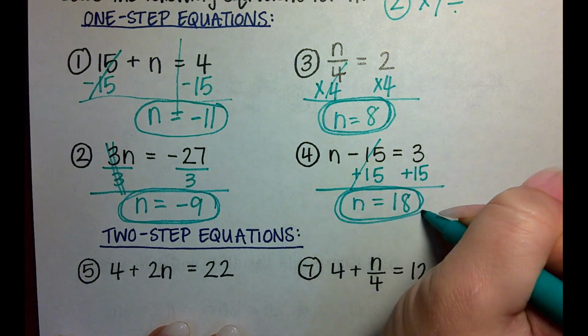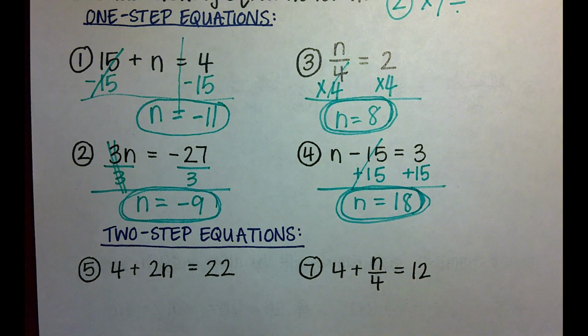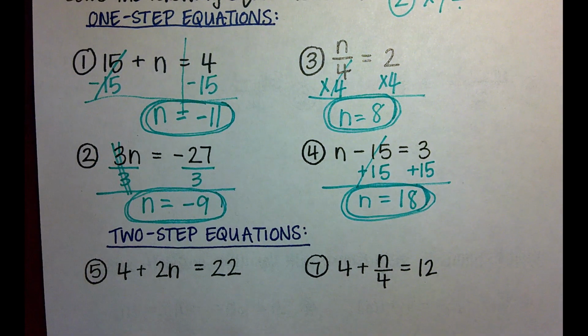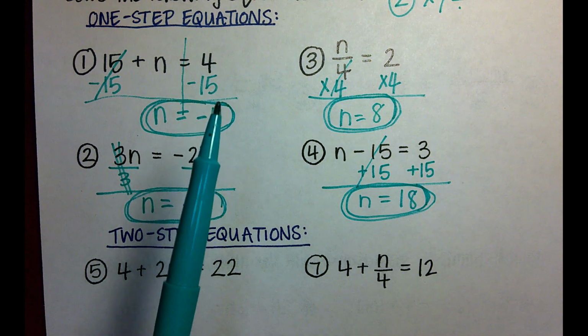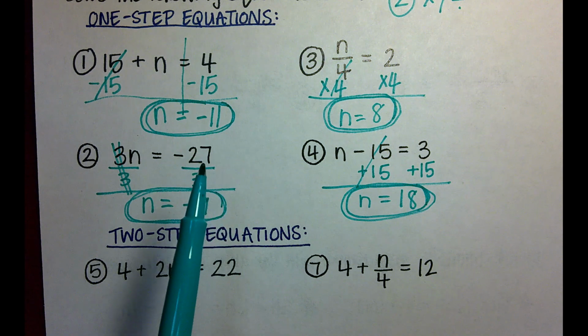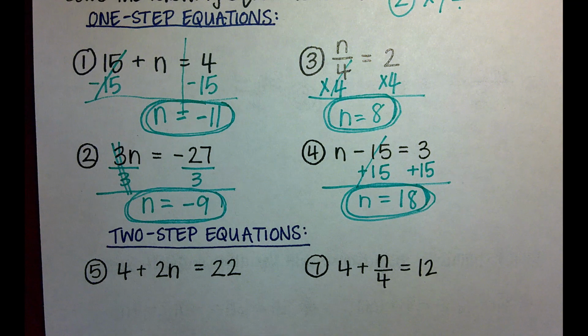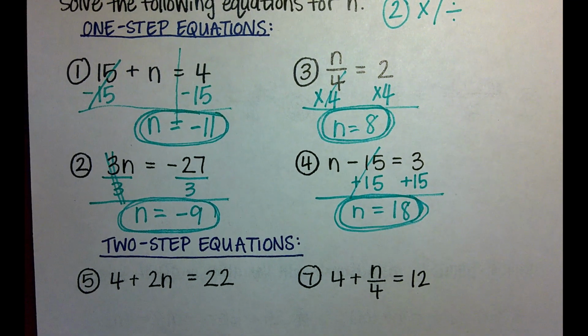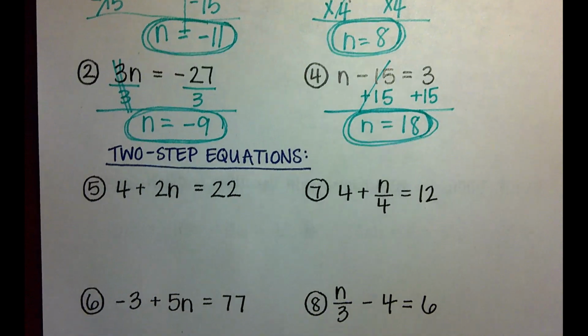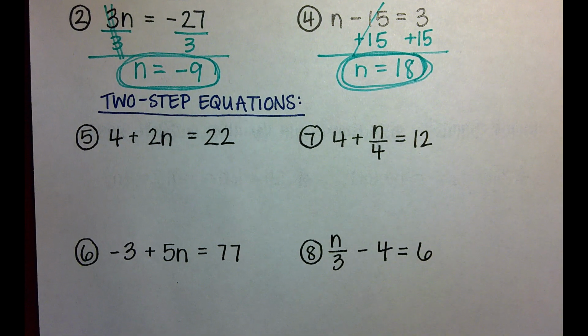All right, so there's our one-step equations. The only thing that you got to be real careful about on these is those negative numbers. Remember, if you are subtracting a larger number, you're going to get a negative answer. If we are dividing or multiplying and our numbers have different signs, you'll also get a negative answer. Do we have any questions about numbers 1 through 4? Okay, well, let's move on to our 2-step equations.